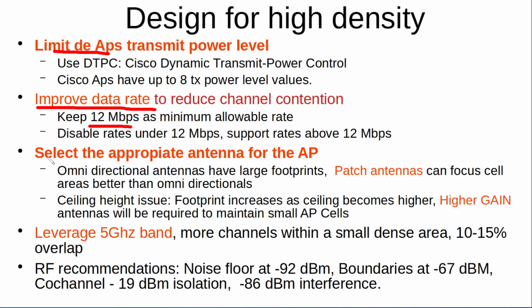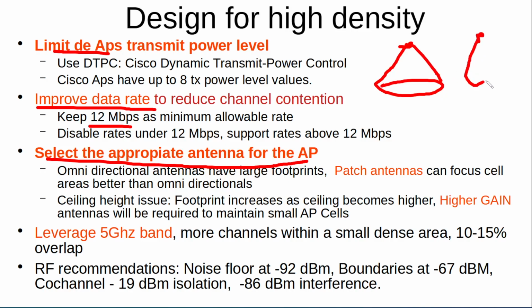You must select the appropriate antenna for the access point. Remember that omnidirectional antennas have a larger footprint than, for instance, patch antennas that will focus radio frequency in order to have a small cell footprint. The ceiling height can be an issue. As the ceiling becomes higher, the footprint increases, so you'll need higher gain antennas in order to maintain the small access point cell sizes. You must not increase the transmit power level, but use higher gain antennas.